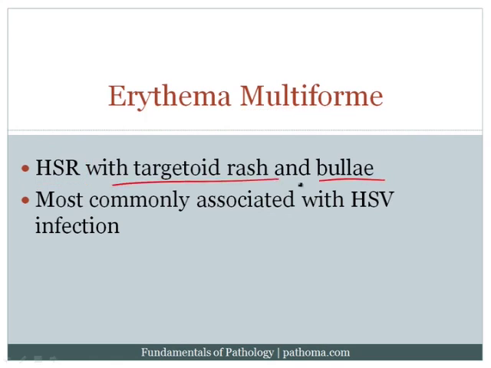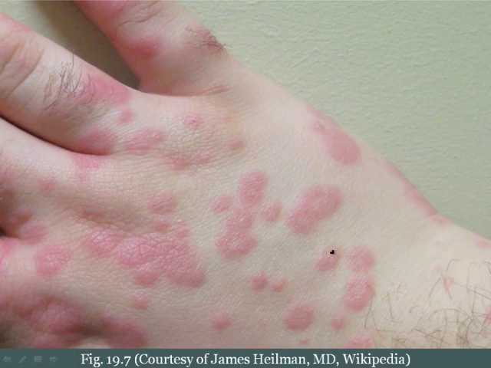It most commonly is associated with HSV infection, but it can also be seen with mycoplasma, with some drugs such as penicillin. It can be seen as a consequence of autoimmune disease. For example, lupus patients can develop erythema multiforme, and it can also be seen in association with malignancy. But again, the most common association is HSV infection. Here's a clinical image of erythema multiforme.